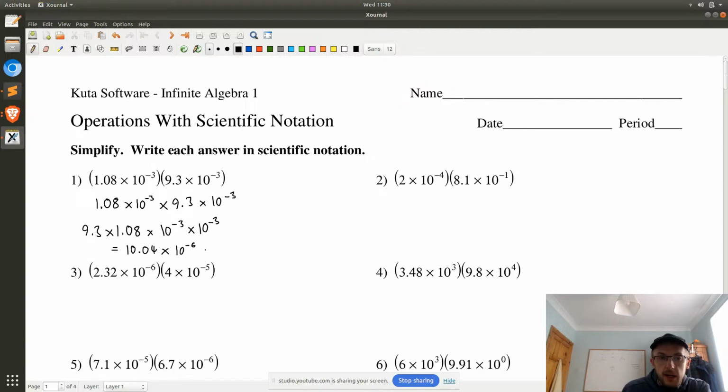But this is not allowed because this is above 10. So make it 10 times smaller and make this one 10 times bigger. 1.004 times 10 to the minus 5. How about that?